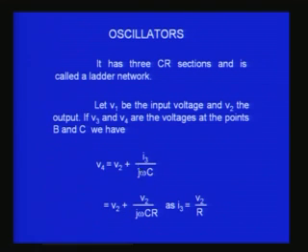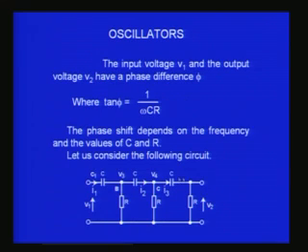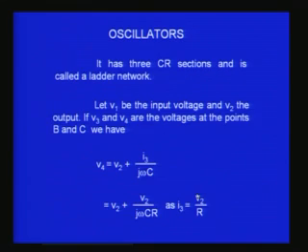And what is I3? I3 is V2 by R. We have seen that I3 is V2 by R. This is I3, this current, and therefore it should be V2 by R. So if I substitute this, it becomes V2 plus V2 by j omega C R. I3 I removed and replaced by V2 by R. So this is the voltage at V4.